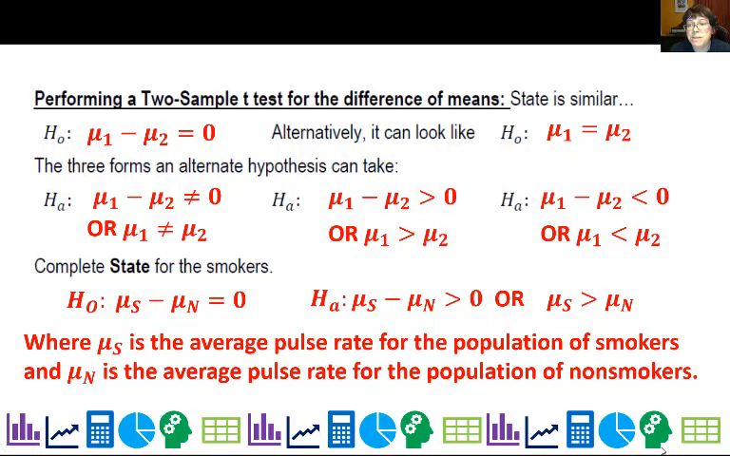Don't forget to specify what these symbols mean. I read it to you here, but when you're doing a free response, you should write it. So here I have where mu of S is the average pulse rate for the population of smokers, and mu of N is the average pulse rate for the population of non-smokers.